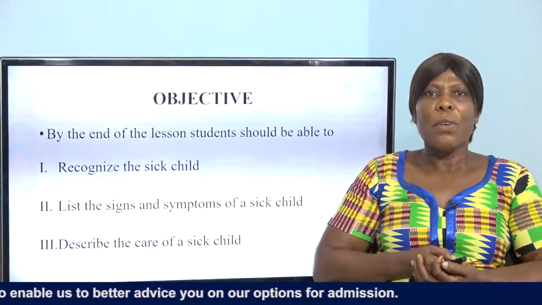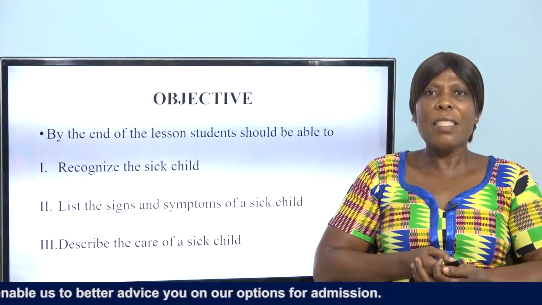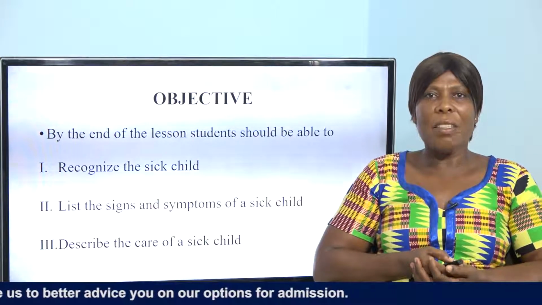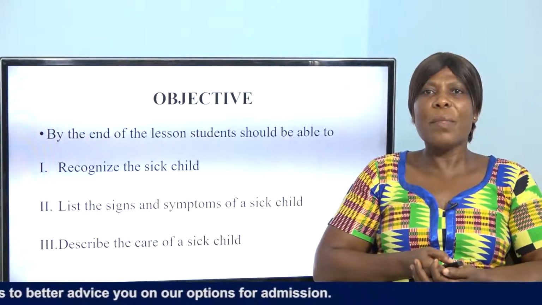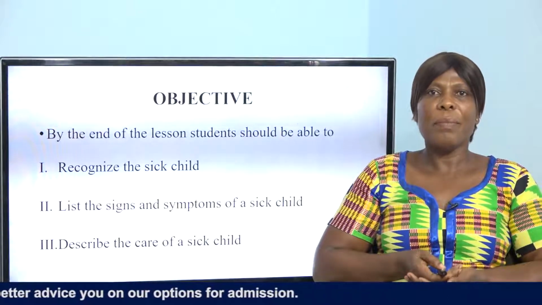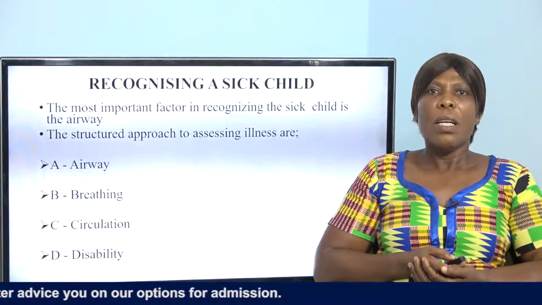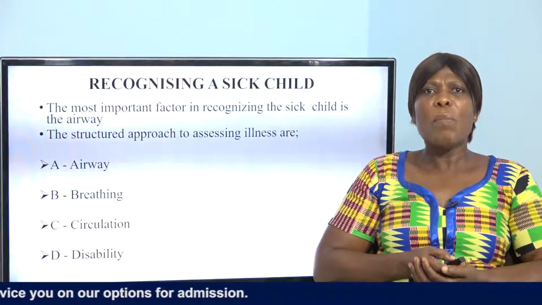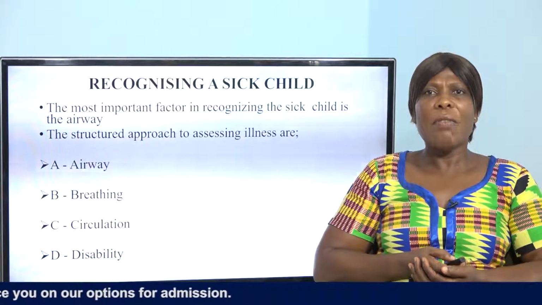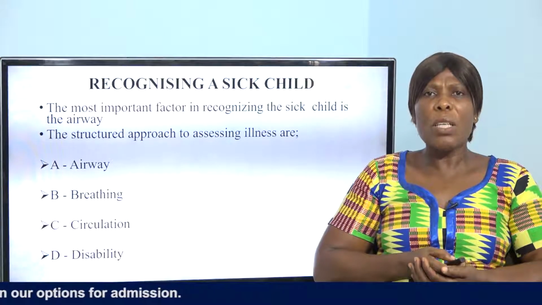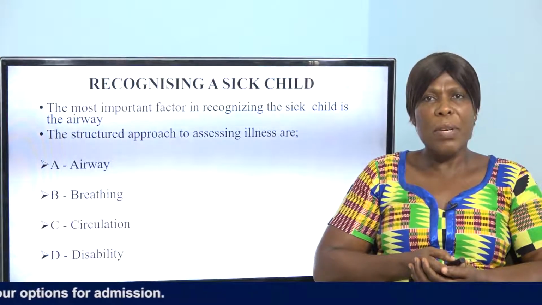By objective, we are saying that by the end of the lesson, students should be able to what? Recognize the sick child, list the signs and symptoms of a sick child, describe the care of a sick child. How do we recognize a sick child? The most important factor in recognizing a sick child is the airway. Some of them, the airway is blocked and they have difficulty in breathing.